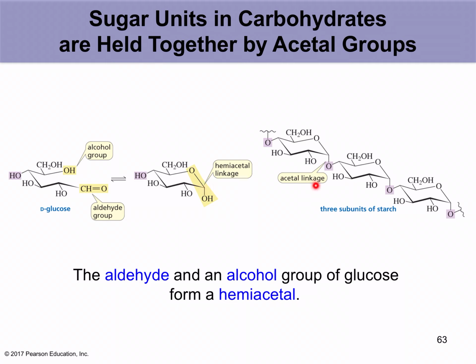Okay, and then in this starch unit, with three subunits of starch, you can see this carbon right there has an oxygen connected to an alkyl group, and an oxygen connected to another alkyl group. It is a cyclic structure, but still it is an acetal linkage. So we find these kinds of compounds, these linkages, everywhere.